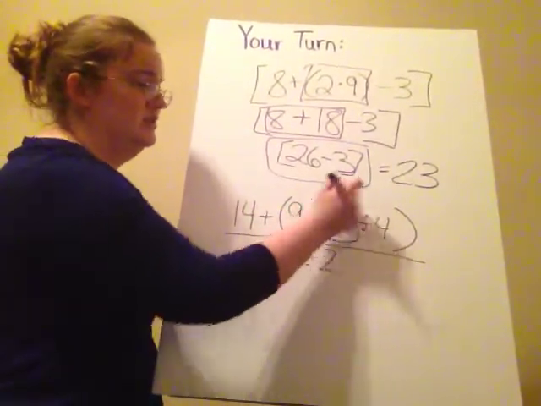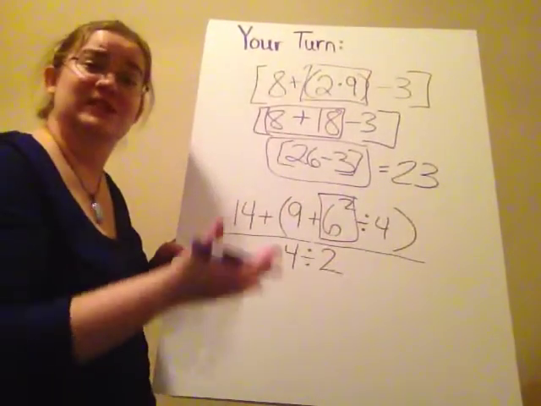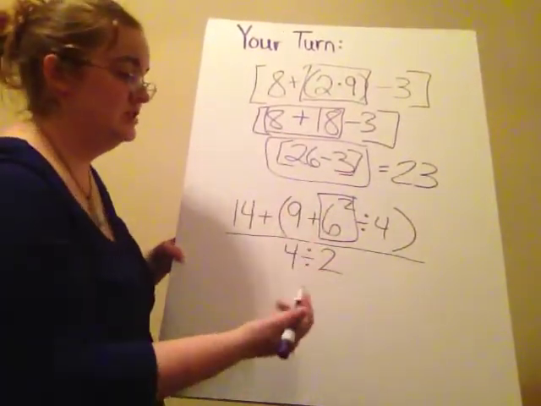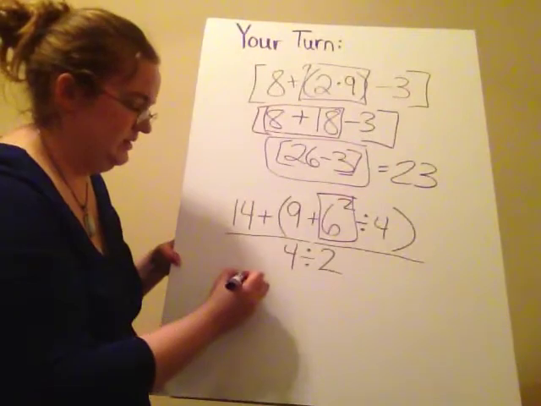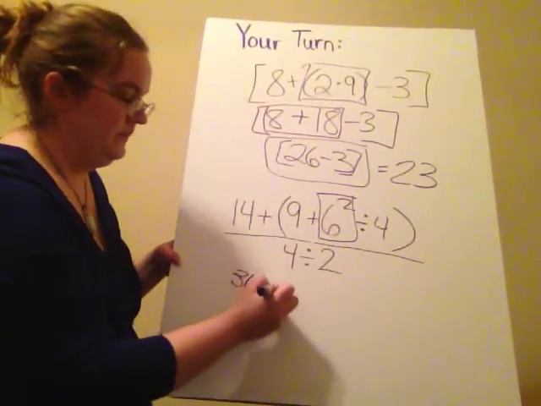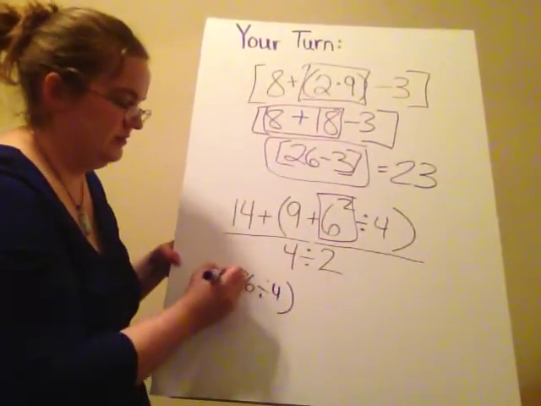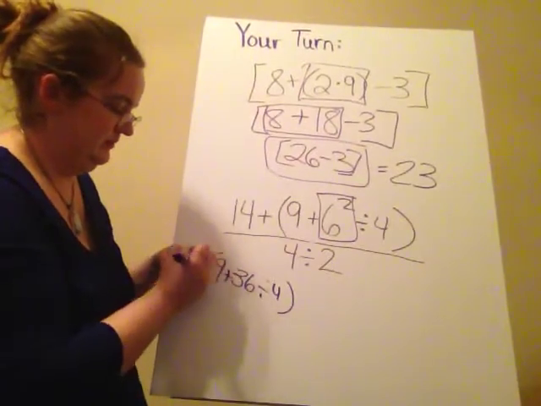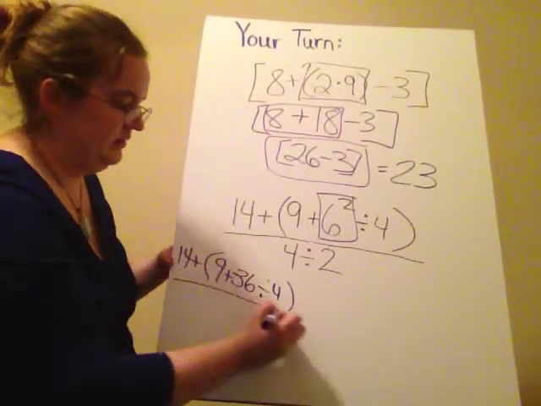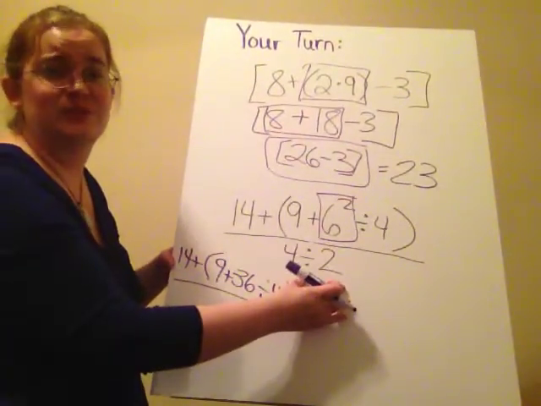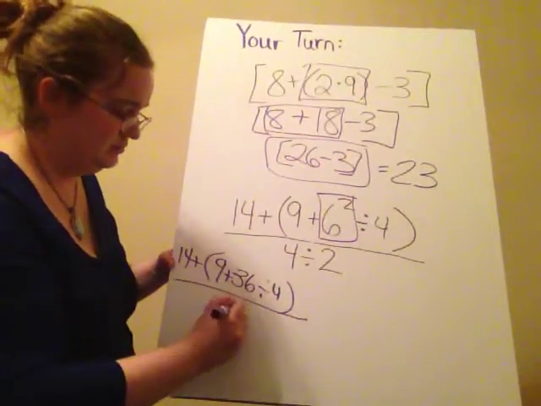Alright, so within this grouping symbol, I gotta deal with exponents first. So the very first thing I'm gonna do is 6 squared. Remember, that means 2 6's multiplied together, which is 36. So I'm gonna go over here. Okay, hopefully I won't run out of room. Okay, and then the denominator, pretty simple. 4 divided by 2 is 2.